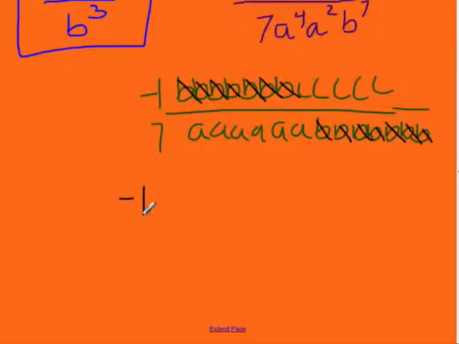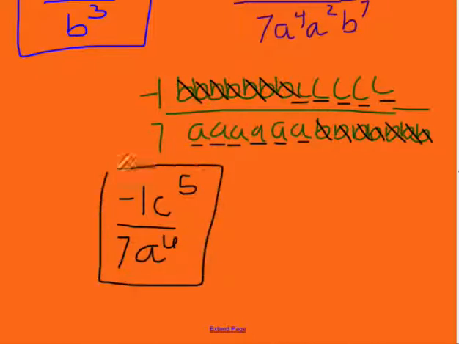None of my A's or C's cancel out because the C's are on the top and all the A's are on the bottom. So I have C times C times C times C. So I have 5 C's, so that's going to be C to the fifth. And on the bottom I have 1, 2, 3, 4, 5, 6 A's, so that's going to be A to the sixth.